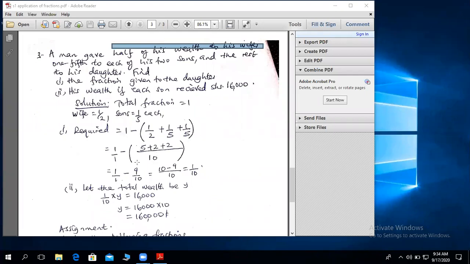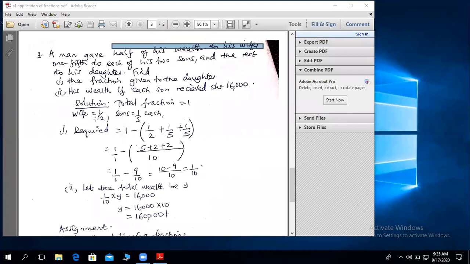So I'm going to have my total fraction, which is 1. Then I subtract the weight that was given out. That is 9 out of 10 fraction. And I remain with 1 out of 10. The LCM here is 10. 10 divided by 1, it is 10 times 1, it is 10 minus 9. Like that. So that means the daughter went away with 1 out of 10.